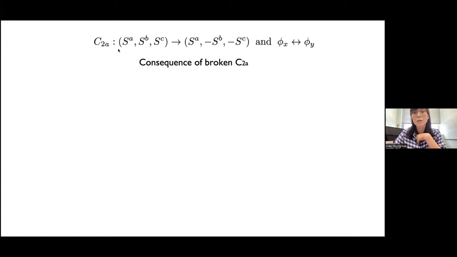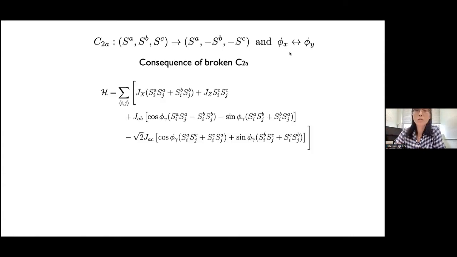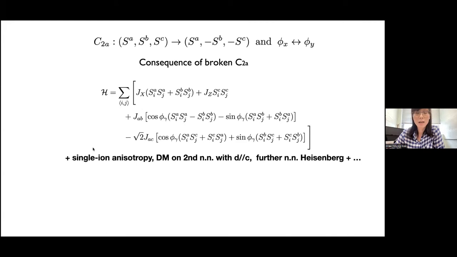So as I said, the C2A is broken, and what the C2A does is that because I'm rotating around the A-axis, SB and SC are going to change sign, as well as this phi X, phi Y, which are two different bonds, so they are going to change sign. So let's see which one of those reflects the broken C2A. So here is again our Hamiltonian of the ideal case, and one should note that I can now add single ion anisotropy, DM interaction on the second nearest neighbor with the defect along the C-axis. That's what Peng Cheng has proposed, and I can also add the further nearest neighbor interactions, etc., and then examine. Just inspect the symmetry, which one of those breaks the C2A.